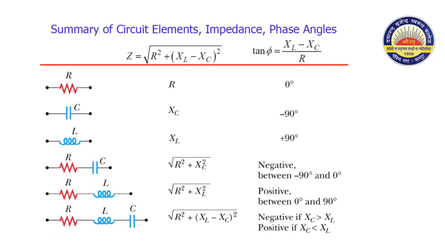So in summary, we can say that we have learned about the different resistance and reactance of the AC circuit and the phase angle between the current and the voltage. So this is the summary which you can learn from here.